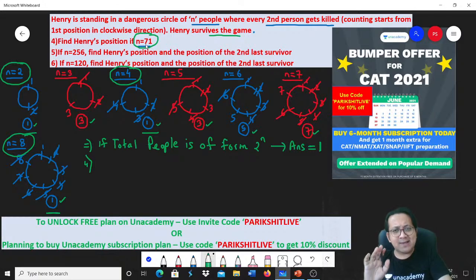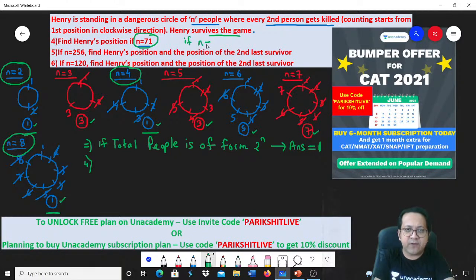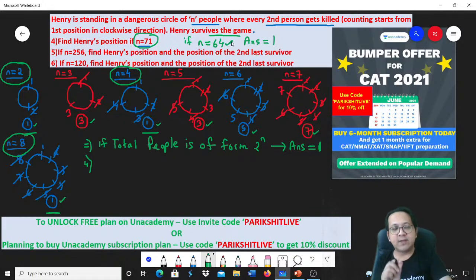71 is not a power of 2, so you have a problem, right? Because you know, if it is a power of 2, your answer is 1. So you know what? Had the question been, if n is equal to 64, you can easily say your answer is 1. Why n is equal to 64? Remember, 2 to the power 6 is 64. So if the total number of human beings are 64, answer would be 1.